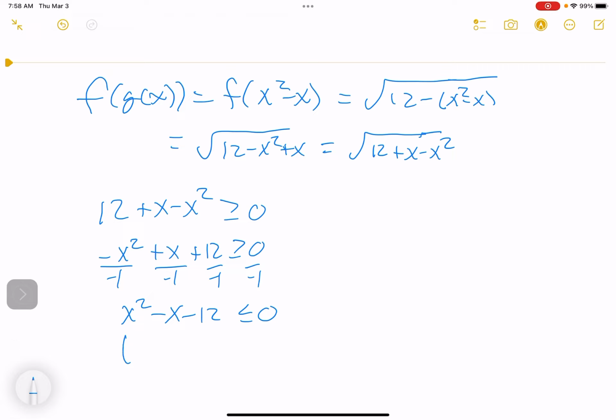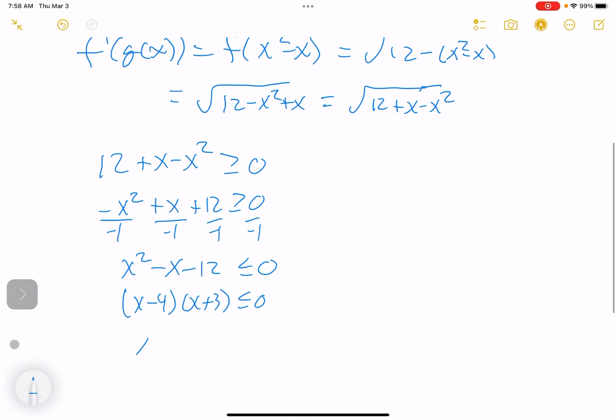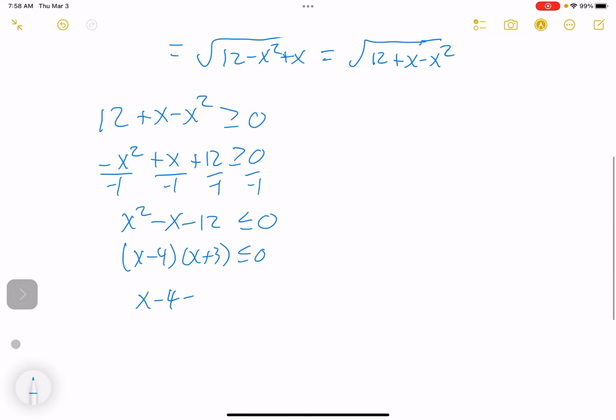So this could be factored to be x minus 4 times x plus 3 is less than or equal to 0. And so these critical numbers that we're looking at, these zeros here, are going to be x minus 4 equals 0. This is by the zero product property. So x equals 4. And x plus 3 equals 0. So x equals -3. And those are going to be those critical values.